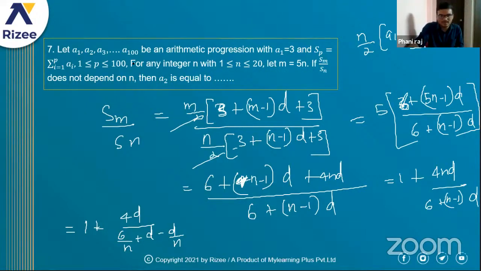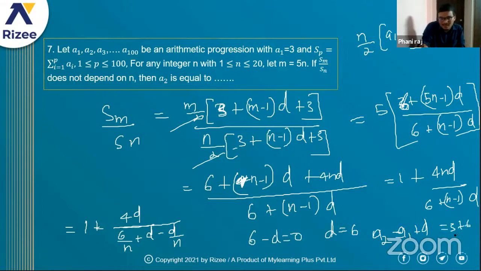Okay, fine, understood. Now you see this expression which I have written here must be independent of n, meaning the terms which have n must be 0. That means 6 minus d must be 0. Why? If 6 is equal to d, these two will get cancelled and there is no dependence on n. So d must be equal to 6. If d is equal to 6, what is a2? a2 is simply a1 plus d, which is 3 plus 6, which is 9.